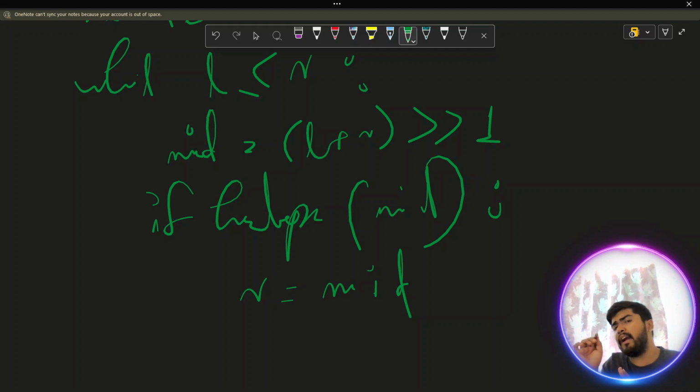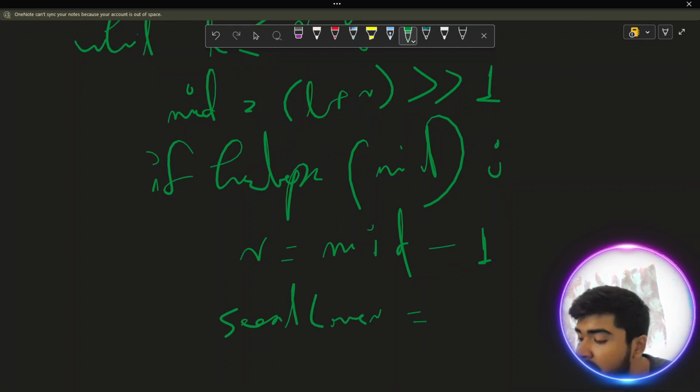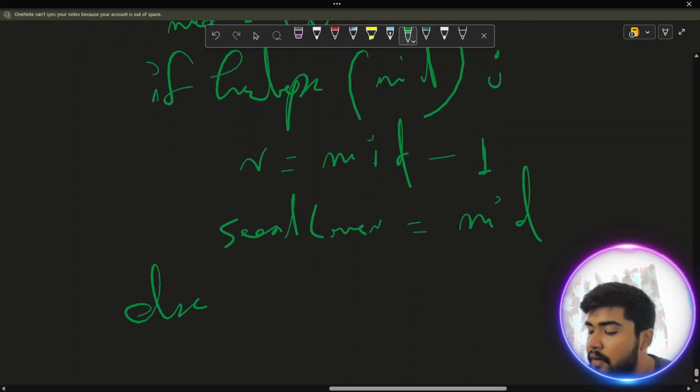What is the boundary you are looking at? It is valid, so you have to shrink your searching space to right equals mid minus 1, because maybe your threshold is lying on the lesser side, since we have to find the first point where it starts validating. Your second lower is nothing but this mid, because this is a valid threshold. And else, very straightforward binary search, your left is going to be mid plus 1.